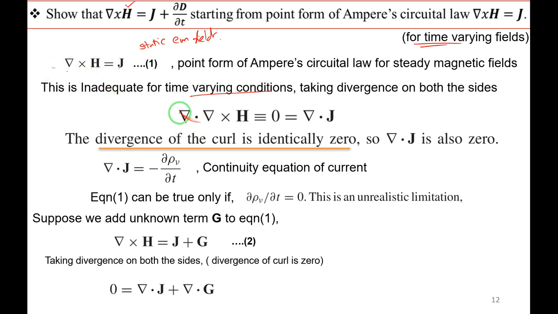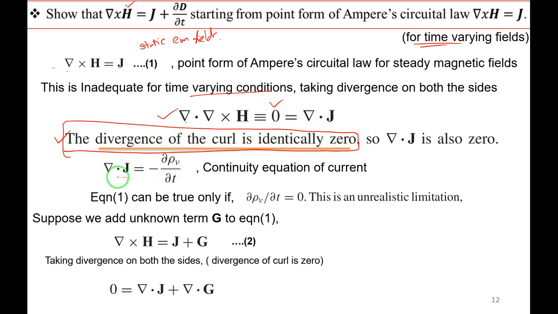So del dot of del cross H is equal to del dot of J, but we are equating it to 0. Why? Because the divergence of curl is 0. Del cross H is the curl, so the divergence of curl is always 0. Please keep this in mind, we will make use of this. The divergence of curl is identically 0. So if this is equal to 0, then del dot J on the RHS should also be equal to 0 as per this mathematical equation.